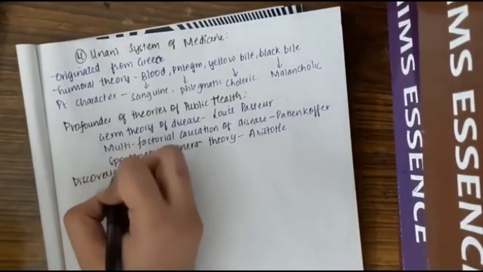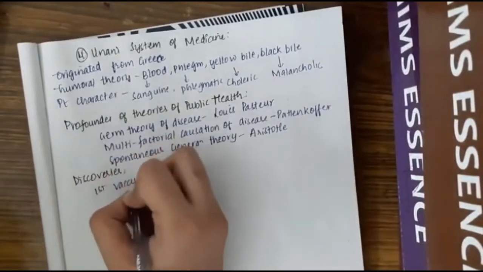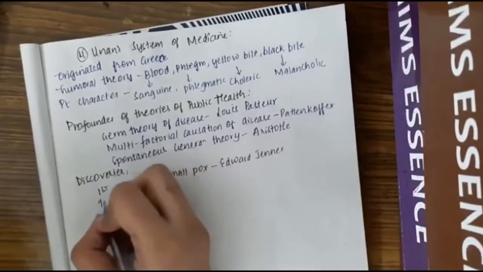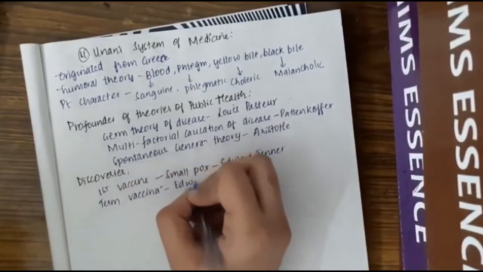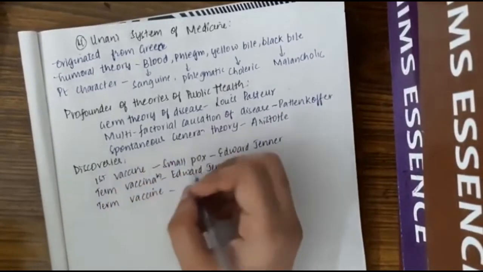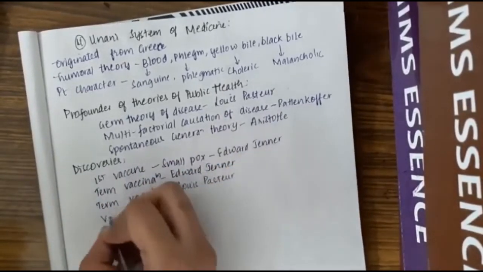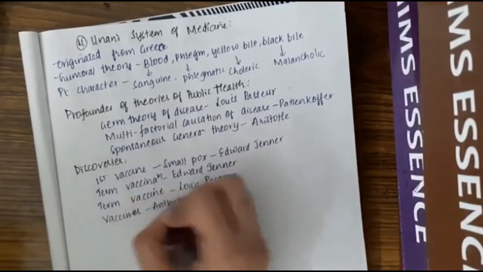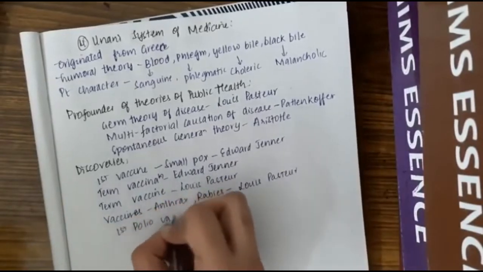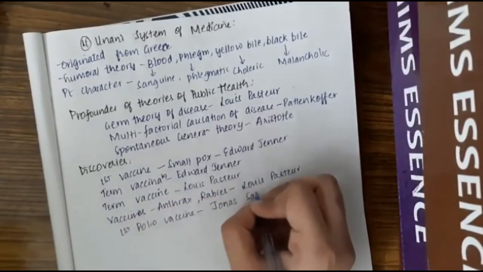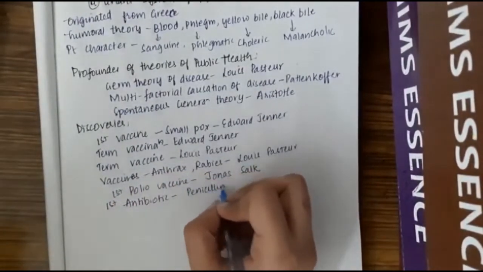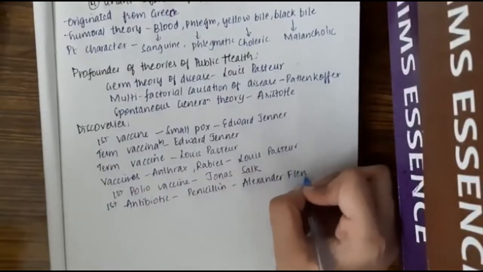Then we have discoveries. First vaccine discovered is smallpox vaccine, by Edward Jenner. The term vaccination is given by Edward Jenner. The term vaccine is given by Louis Pasteur. Vaccines like anthrax and rabies are discovered by Louis Pasteur. First polio vaccine by Jonas Salk. First antibiotic penicillin is discovered by Alexander Fleming.